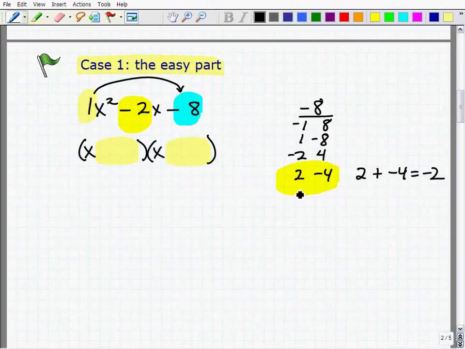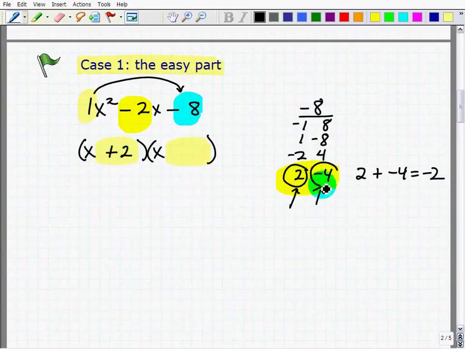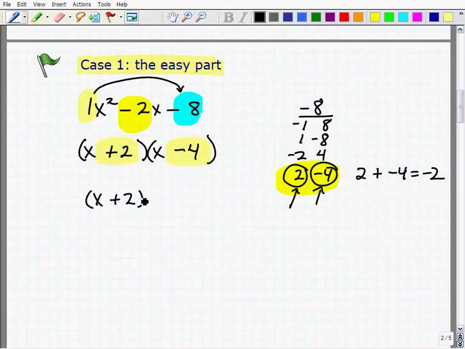Well, we just found out what goes there. One of these binomials, it doesn't make a difference which one, is going to have a +2, and the other one is going to have a -4, and you're done. Simple as that. So let's double check this. Let's make sure that x plus 2 times x minus 4 gets us back to our original answer.